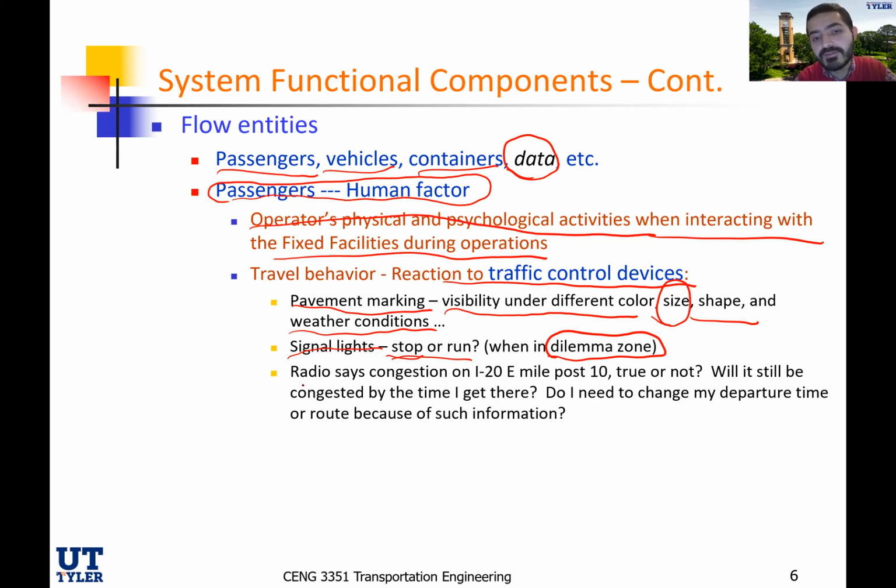Radio, sometimes, says congestion on I-20, mile post 10. Is that true or not? Will it still be congested by the time you get there? And that's why nowadays we even use Google Maps and Waze and other applications that can help us to predict as well as prepare ourselves for what's coming up for the next hour or two along the way. All of these have to do with flow entities.